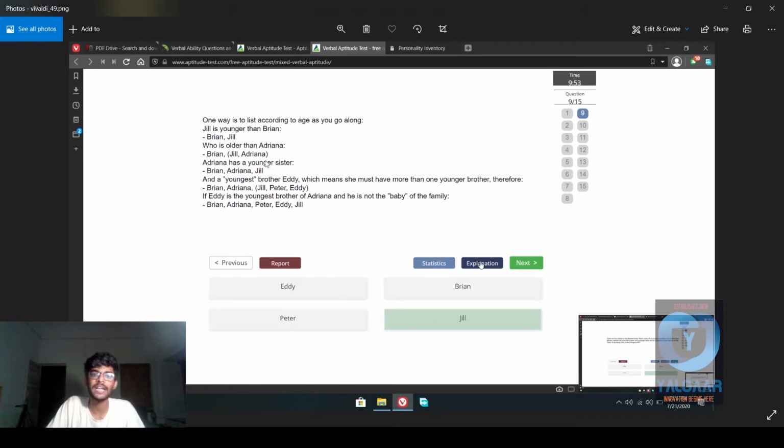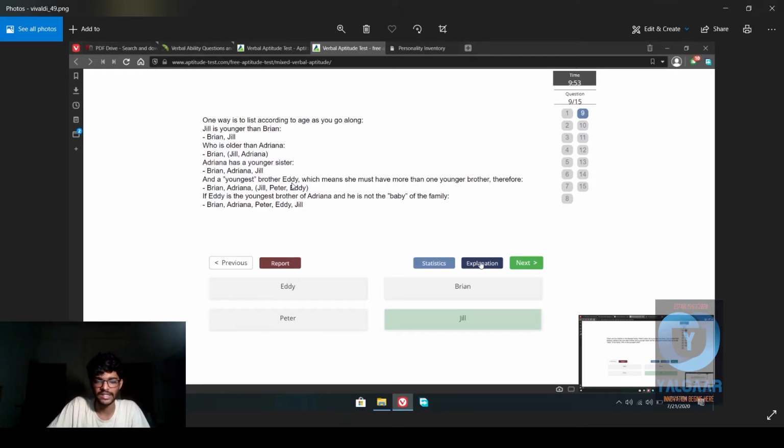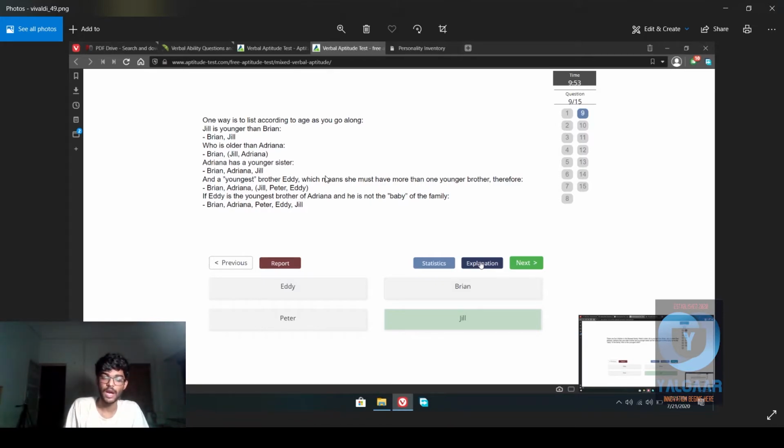Now Adriana has a younger sister, meaning that Jill is the younger sister of Adriana. So age-wise, Brian, Adriana, Jill, and youngest brother Eddie, which means that she must have more than one younger brother. Therefore, Brian and Adriana, then Jill, Peter, Eddie. Now, if Eddie is the youngest brother, that means that Peter is older than Eddie. That means that this is the final answer. I am including all of this in that, and if you have any doubts, you can ask me anytime.